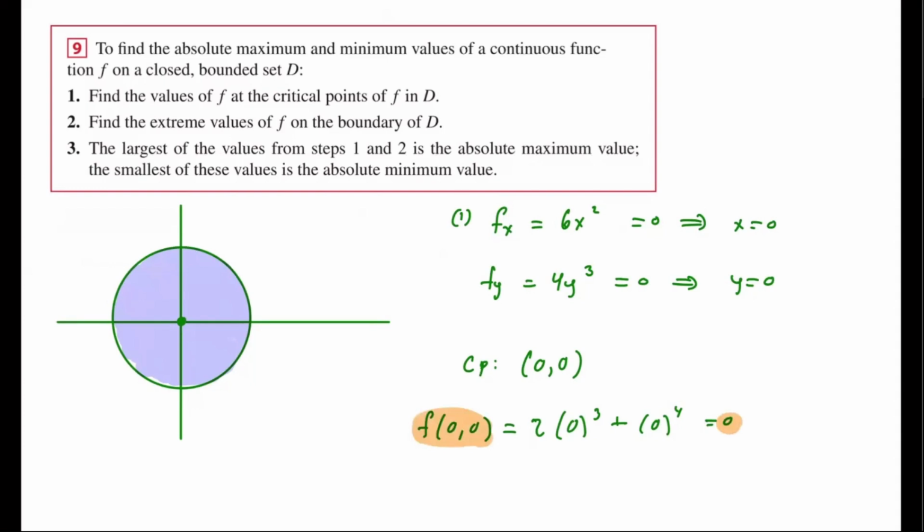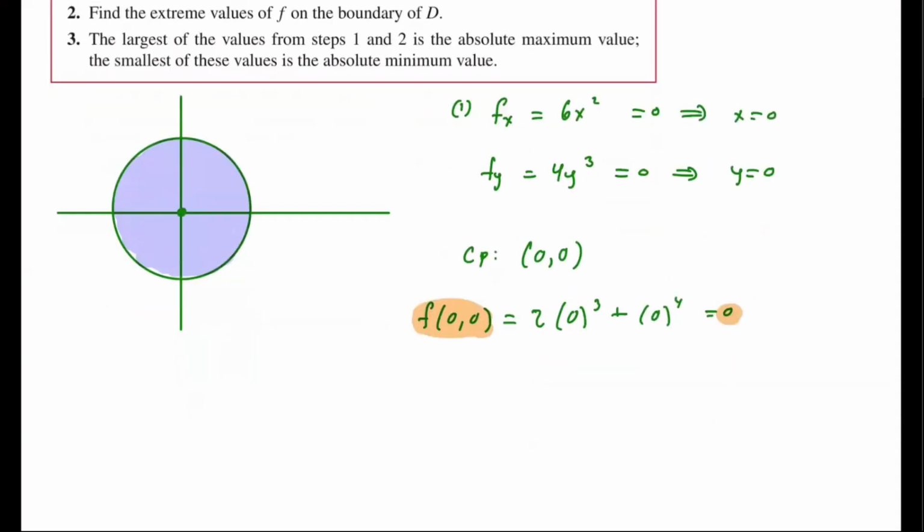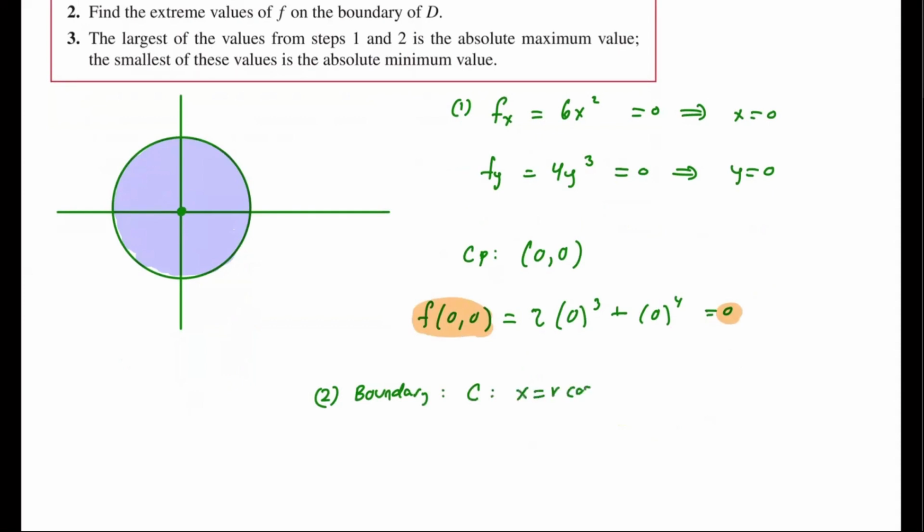All right, the next step we're going to do is find any extreme values along the boundary of this domain. So the boundary consists of a circle of radius 1. So we're going to use the parametrization of that to represent the boundary of this region. So step number 2, our boundary is going to be called C. That is going to be a circle. So I'm going to parameterize it. This is going to be x equals r cosine of t and y equals r sine of t, since it's centered at (0, 0).